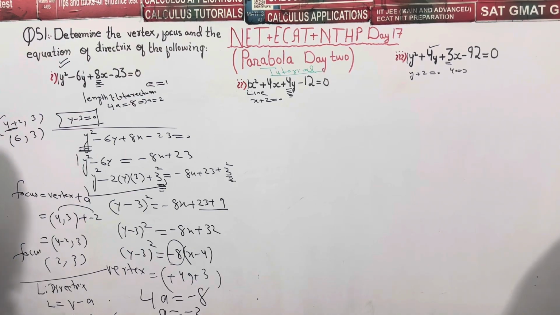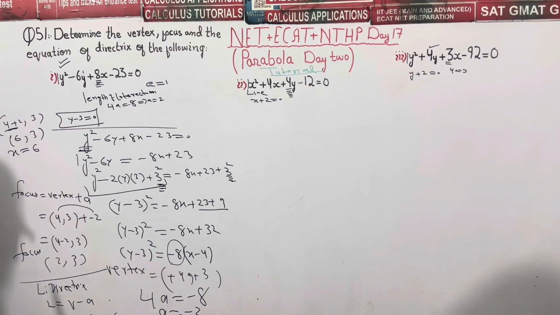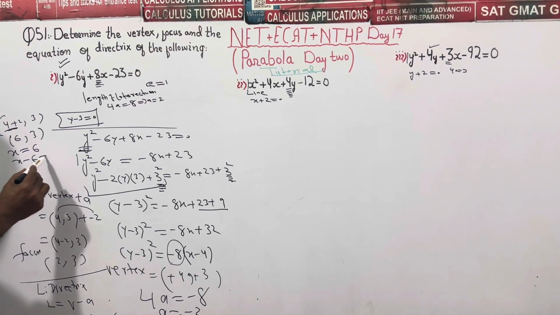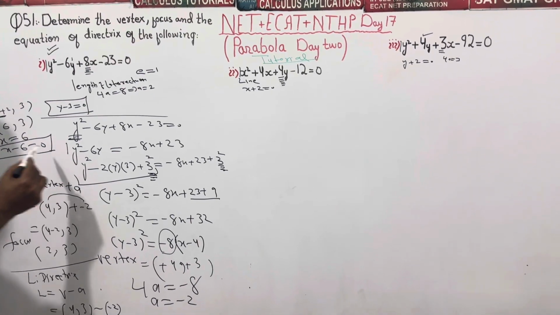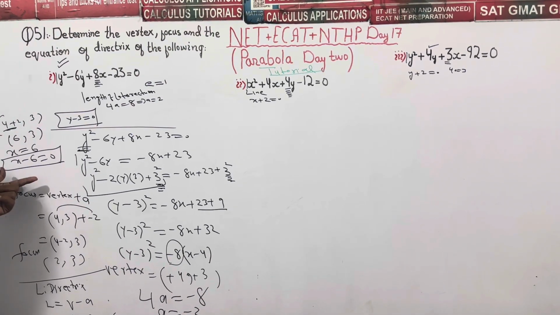We have to convert this point into a line, by using x is equal to 6. That's our x is equal to 6. Our x minus 6 is equal to 0. That's our equation of directrix.